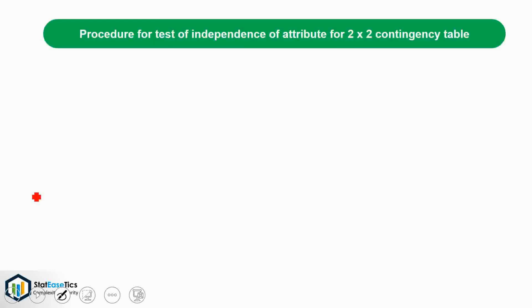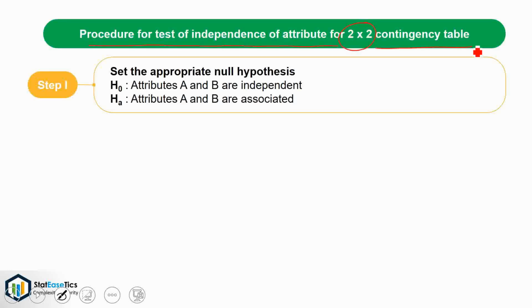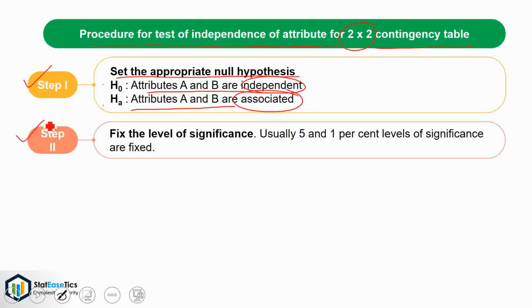Now let's see the procedure for test of independence of attributes for 2 cross 2 contingency table in stepwise manner. The first step is to set the appropriate null hypothesis, that is H0 will be attributes A and B are independent, and alternative hypothesis HA will be attributes A and B are associated. Step 2 is to fix the level of significance. Usually 5 and 1% levels of significance are fixed.